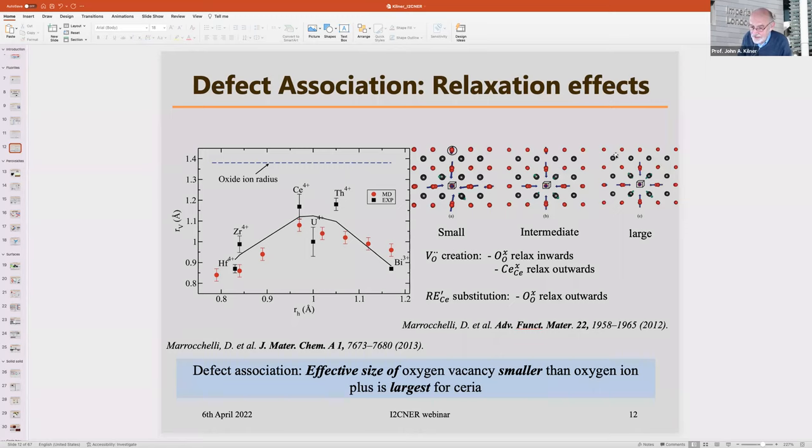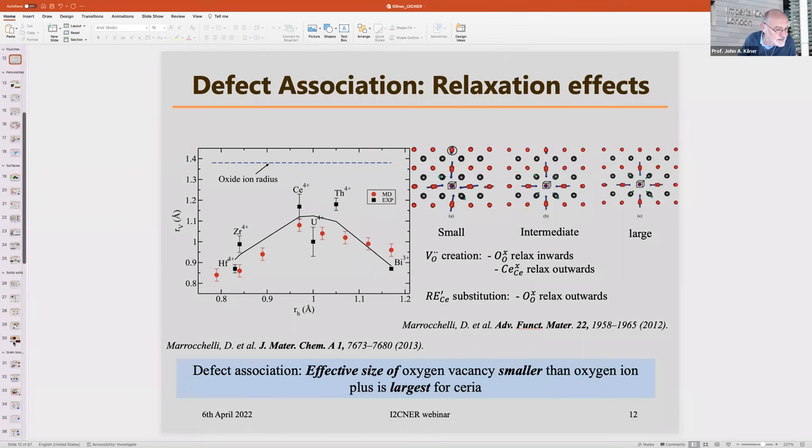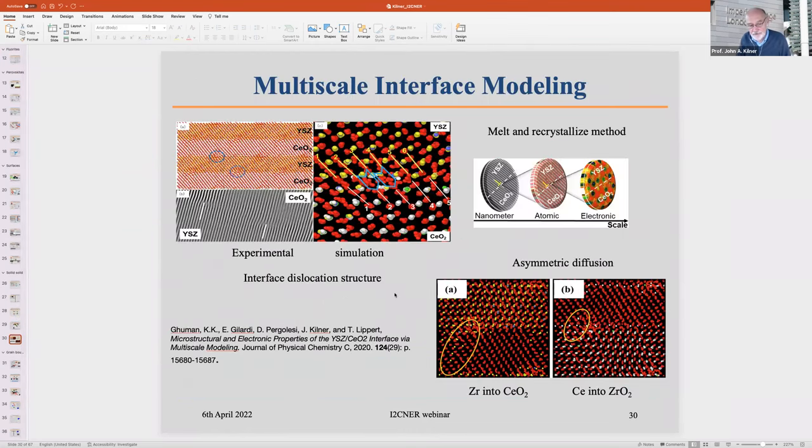I think that, if I try and just find that bit, here, this multi-scale modeling that was done on these two electrolyte materials.